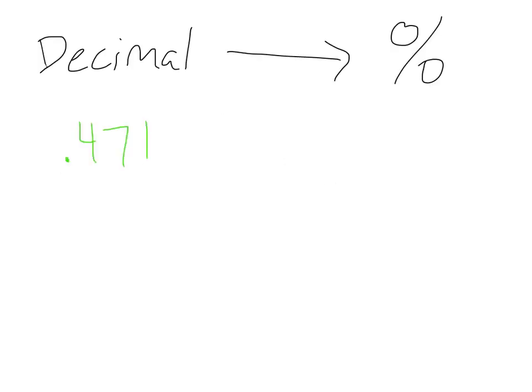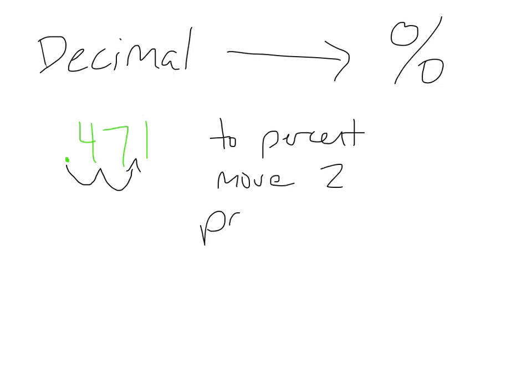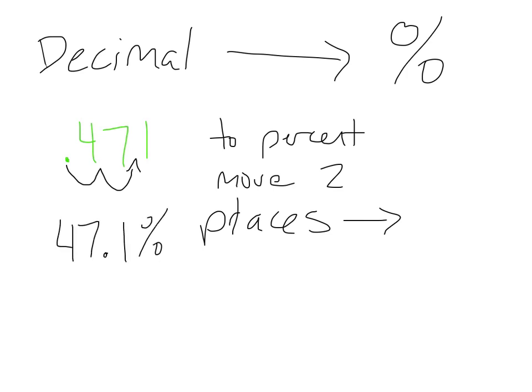Alright, so let's just review quick how to go from decimals to percents. If you have a decimal and you want to make it a percent, what do you do? Hopefully you remember from the last couple years, if you're going to a percent, you move the decimal to the right 2 places. So 0.471 as a percent actually becomes 47.1, and then I put on the percent sign.